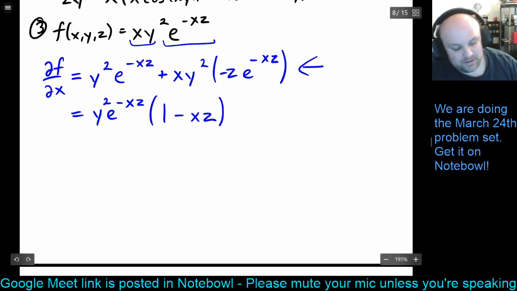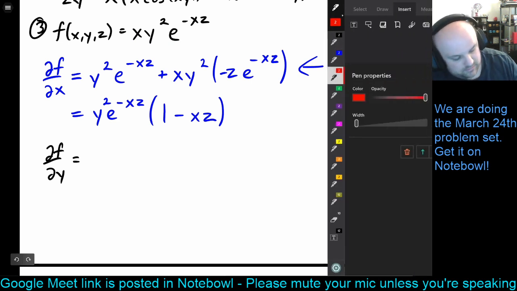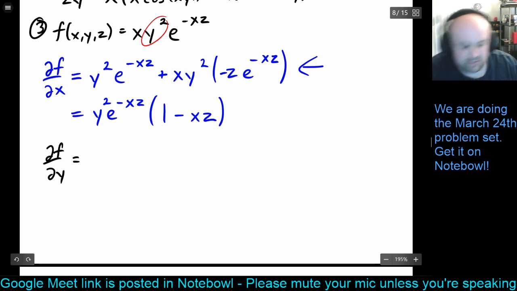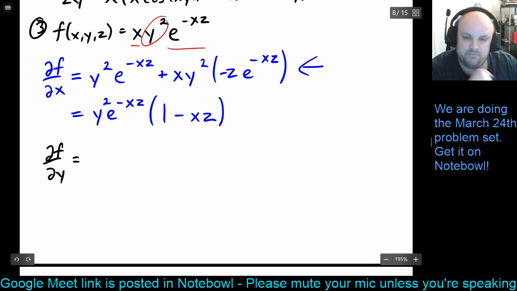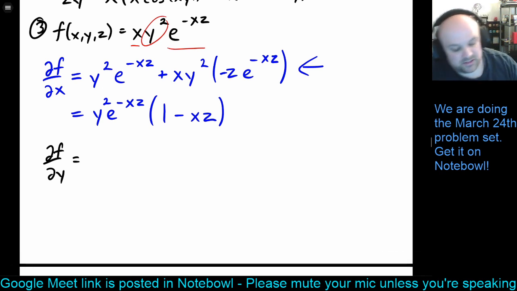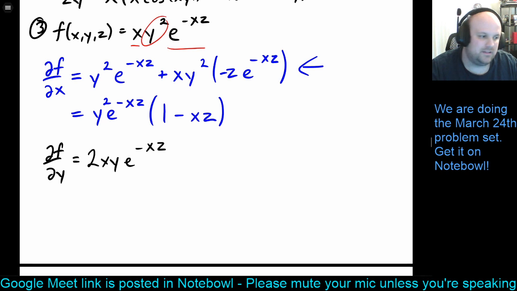Now this becomes a lot easier when we go to do the next derivative, df dy. That's because this is the only part that has a y in it. So that means all of this stuff is just a constant. When we differentiate this, we're really just differentiating y squared. So we get 2xy e to the minus xz. That's it. Just differentiate the y squared part, and there we go.